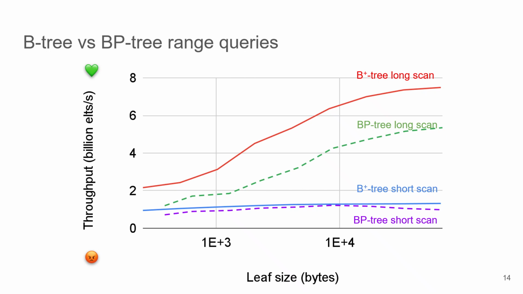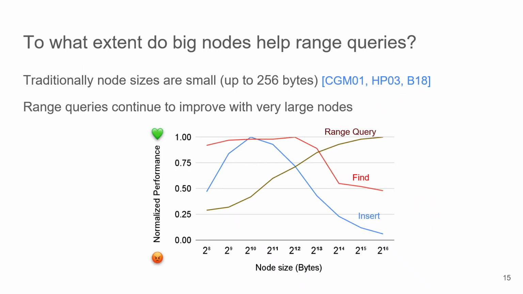And for short scans, these are often scans that are inside of a single node in the tree, and thus there's no benefit of using the BP, and the B plus tree is able to be slightly more efficient based on being simpler. So one thing we noticed is just how big these nodes got before the range query performance started to level out. In fact, here we're going up to 64 kilobyte nodes, which is much bigger than traditional node sizes in B trees that might go up to 256 bytes or so.